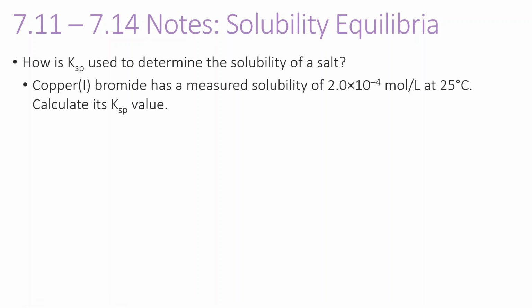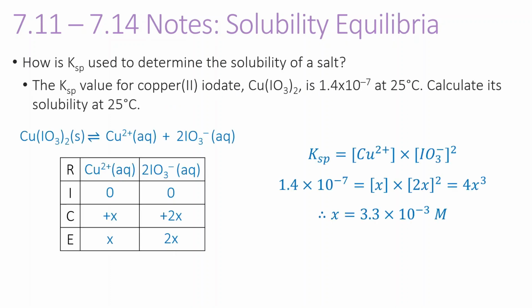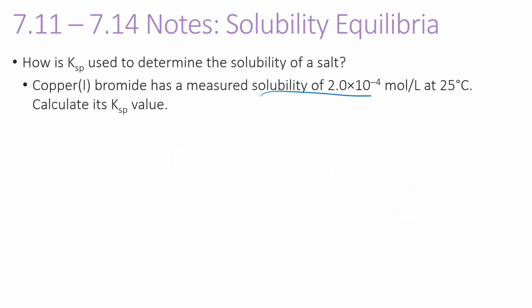Copper 1 bromide has a measured solubility of 2 times 10 to the negative 4 moles per liter. We want to calculate the KSP value. So we're kind of going in the opposite direction. In the previous problem, we were given KSP and we were asked to find solubility. Here, we're given solubility and we're asked to find KSP.